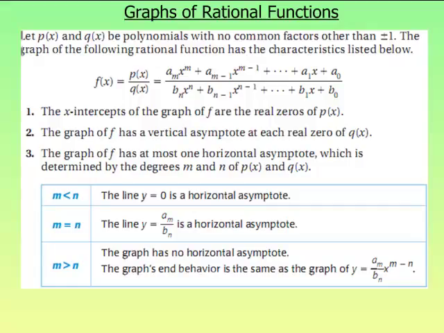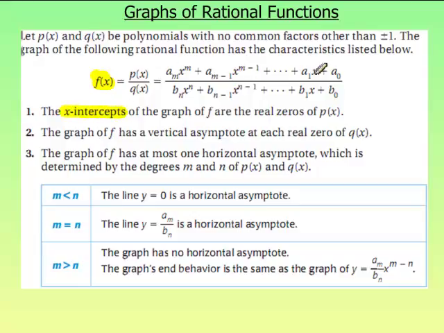In today's lesson, we're going to be graphing general rational functions. And to graph these rational functions, we're going to define it as a function f of x, where f of x is the quotient of two different polynomials, p of x divided by q of x, let's say. And they can be any polynomials.